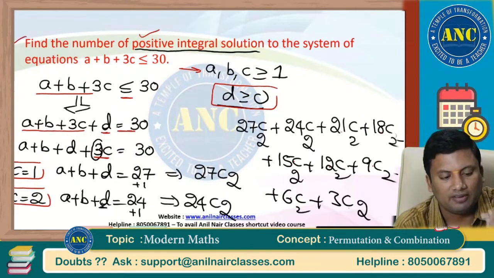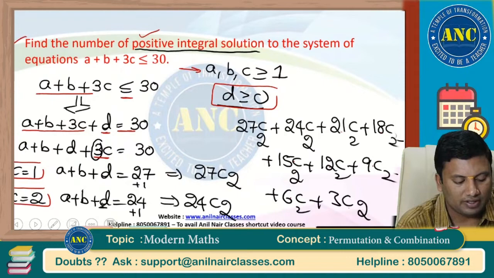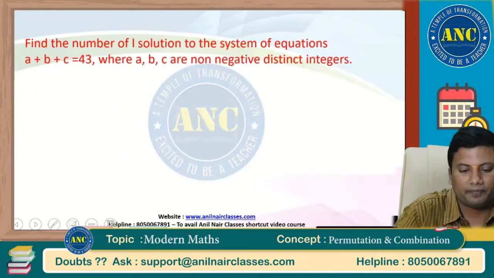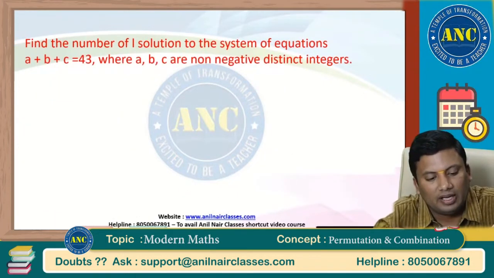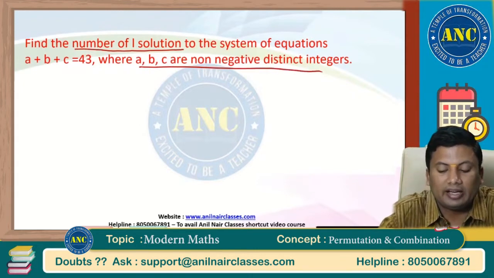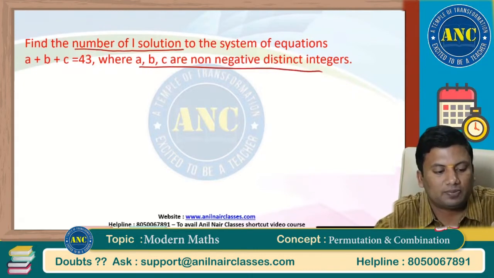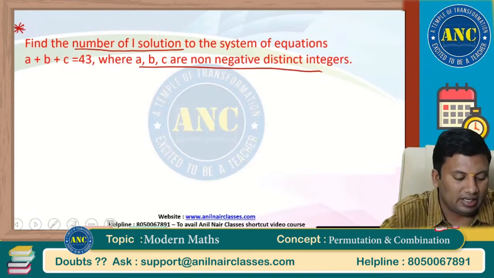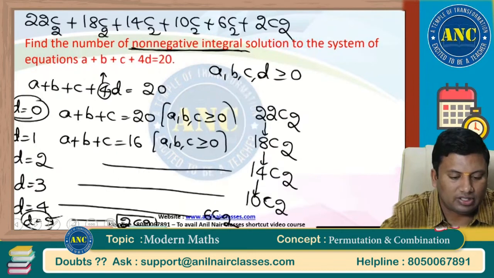Another question. Next one. Find the number of integral solutions where a, b, c are non-negative distinct integers. Please put a star mark. Non-negative distinct integers.